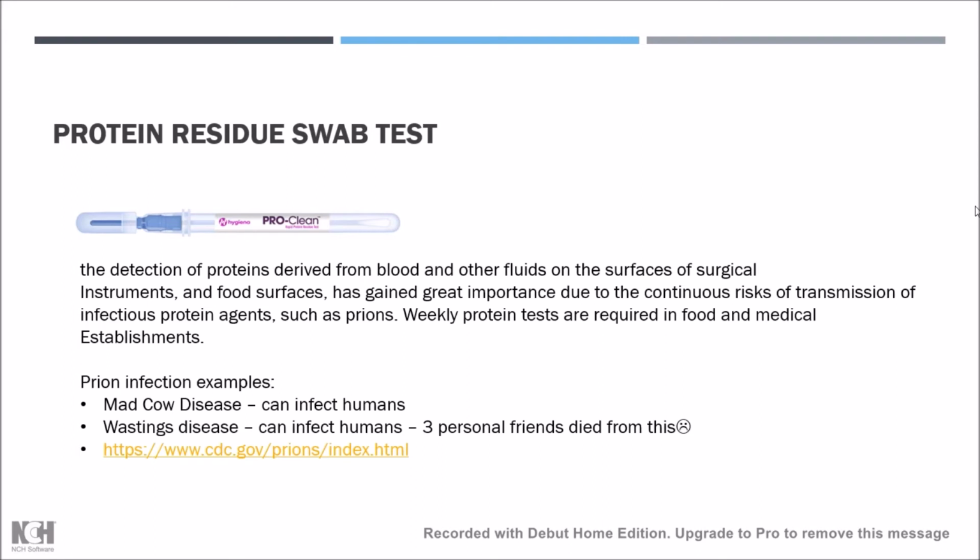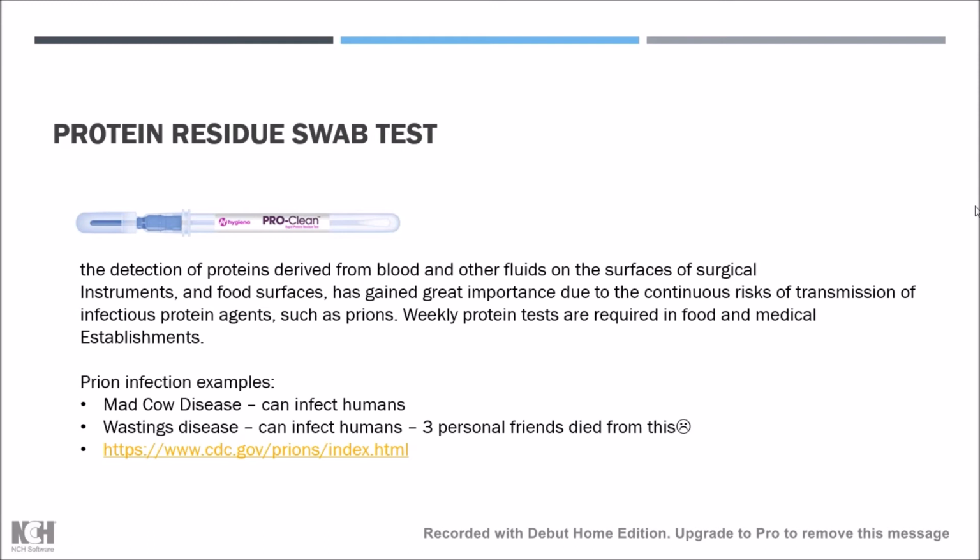Three, mutated proteins in the blood can cause infectious type of diseases or infections, and these folded proteins are actually called prions, and here's some examples. Mad cow disease, Wasting disease, and then if you click on this link, it'll take you to others that humans and animals can get from messed up blood proteins.